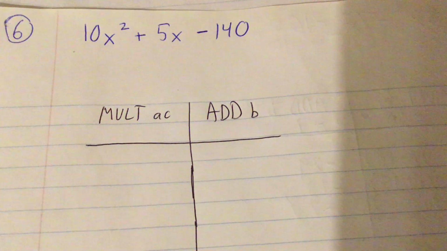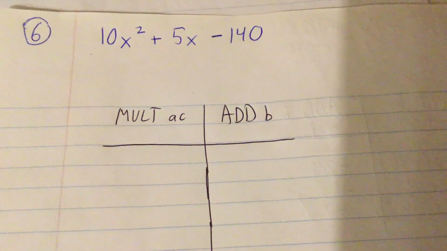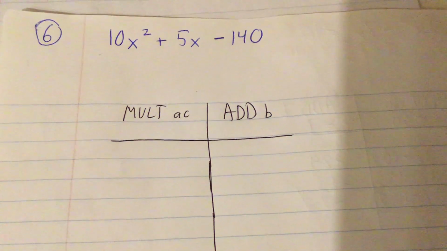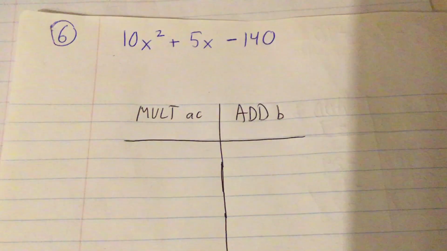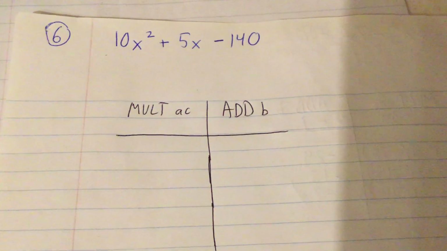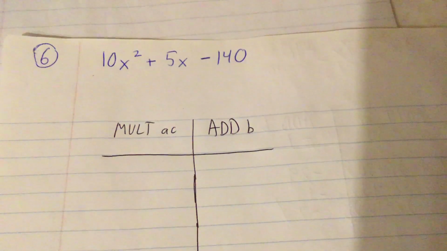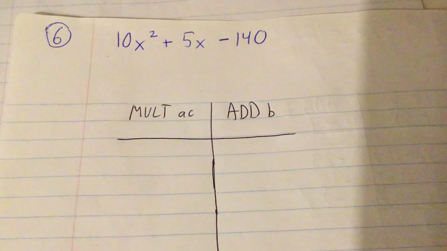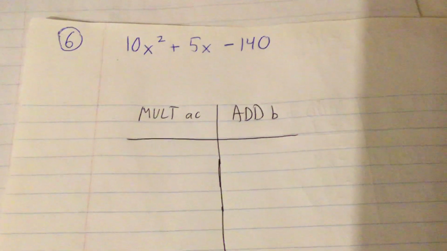Oh, good heavens. Okay, so my a is 10, my b is 5, and my c is negative 140, unless I can factor something out ahead of time, which I'm hoping I can. What can I factor out of all three of these terms? Well, I wanted to factor out the 10. That'd be awesome, but 5x cannot be divisible by 10. But luckily, all three of these can be divisible by 5.